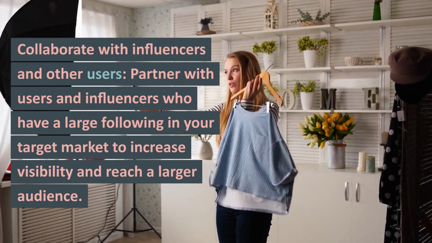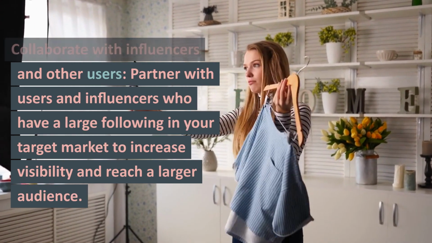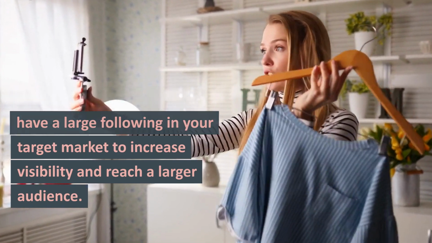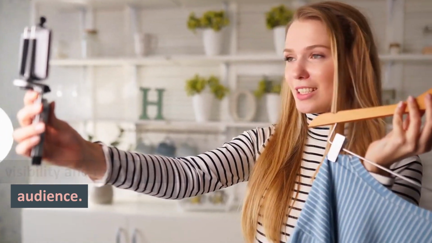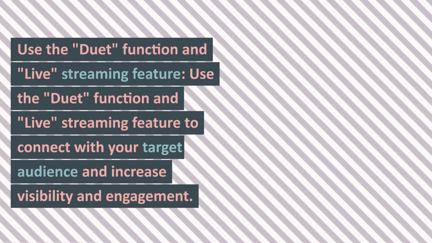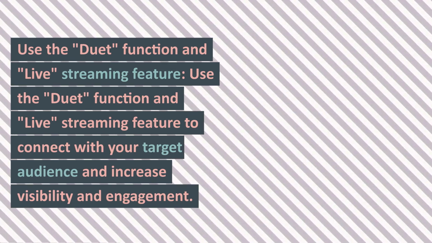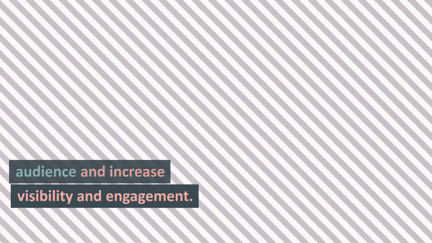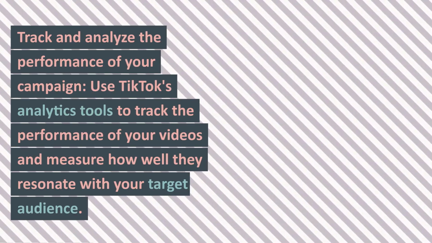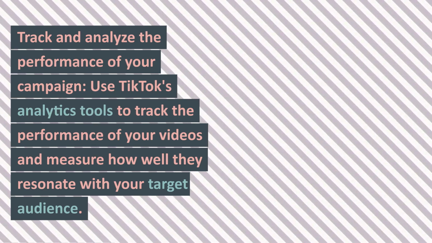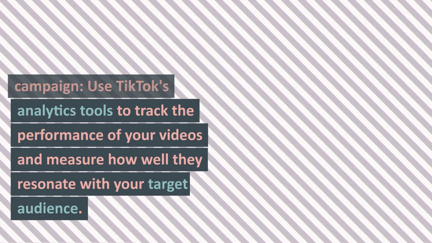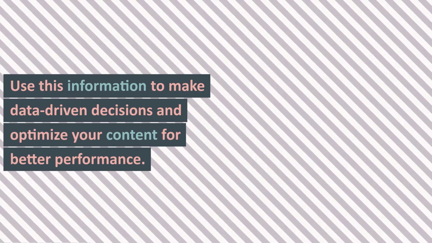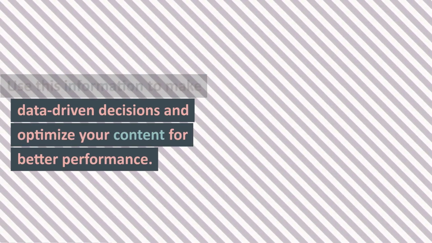Collaborate with influencers and other users. Partner with users and influencers who have a large following in your target market to increase visibility and reach a larger audience. Use the duet function and live streaming feature to connect with your target audience and increase visibility and engagement. Track and analyze the performance of your campaign. Use TikTok's analytics tools to track the performance of your videos and measure how well they resonate with your target audience. Use this information to make data-driven decisions and optimize your content for better performance.